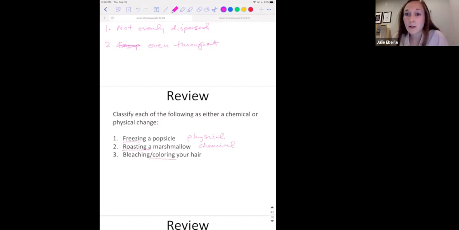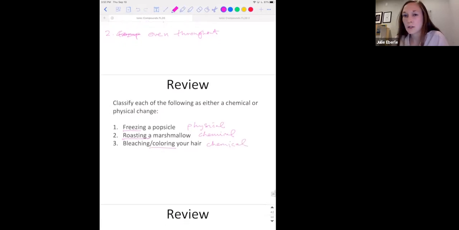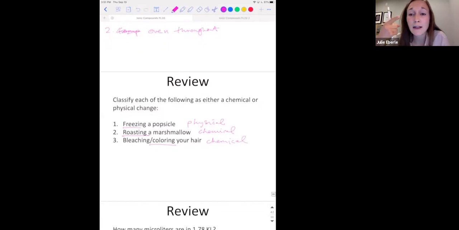Bleaching or coloring your hair. This is a color change, right? Now, obviously, your hair is still going to be intact, hopefully, if you don't do a bad job on it. But you've changed the color. All right, so this is a chemical change. Bleach reacts with stuff. Bleach is a chemical. All right. Questions there? Remember that things that are diluted and things that dissolve, those are physical changes as well, not chemical. That was on the discussion board.